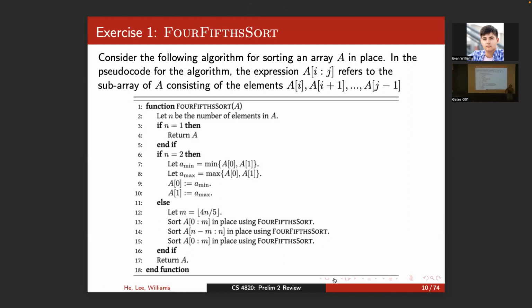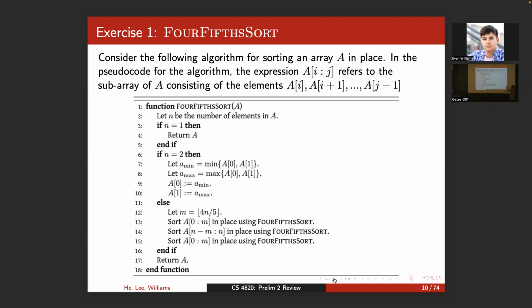Okay, this is our first exercise that we're going to try doing together. We're going to consider the following algorithm. We basically want to sort this array A in place. I'm going to let you read over it, but basically we have two base cases, n is 1 and n is 2. Those are pretty trivial. Sorting an array of size 1 or 2 is pretty trivial.